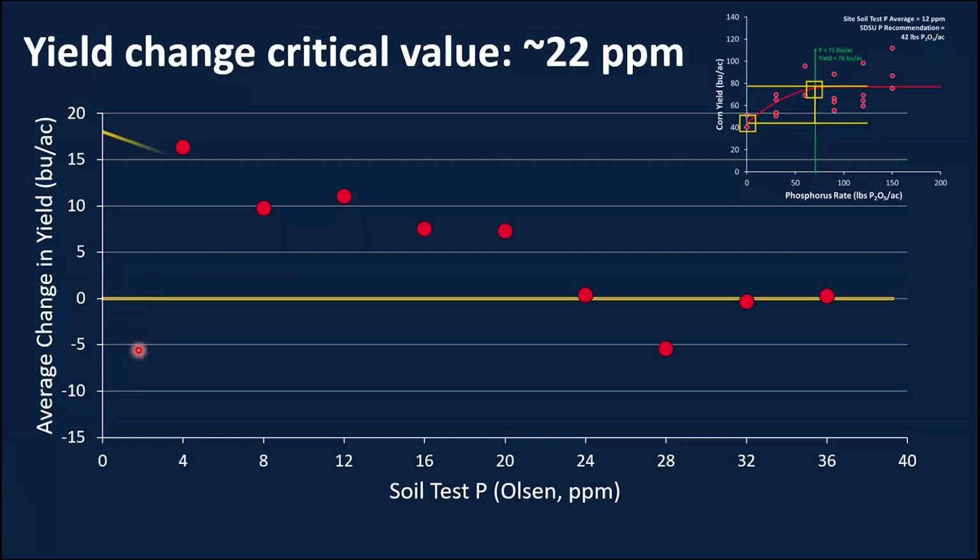This is the trend we see at low soil test phosphorus. We have the most increase in yield when we add P, and that yield change decreases. We hit 0 around 22. The interesting thing is that if we want a 5 bushel yield increase, we're around 16 parts per million Olsen, where we start to see that.